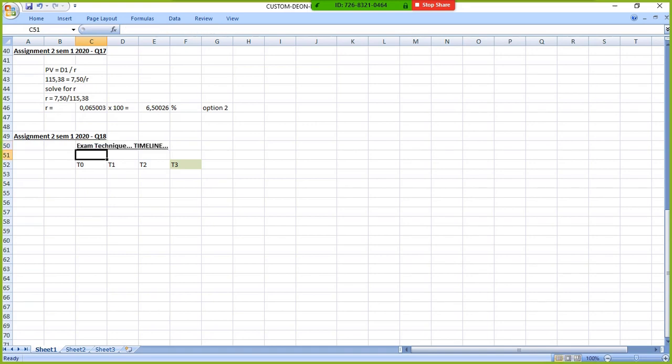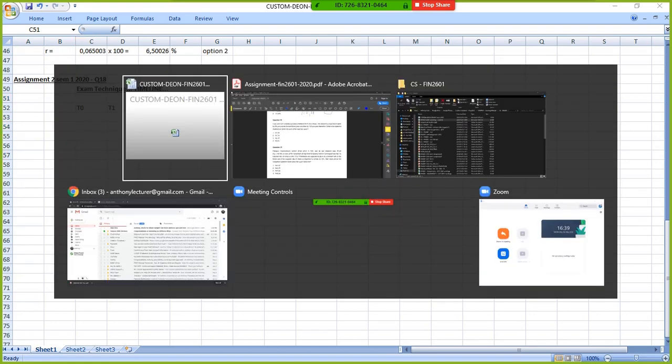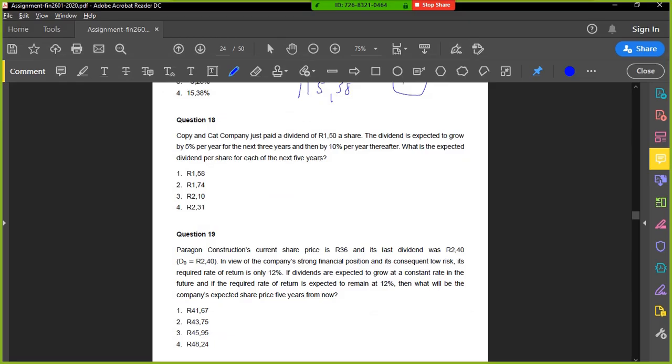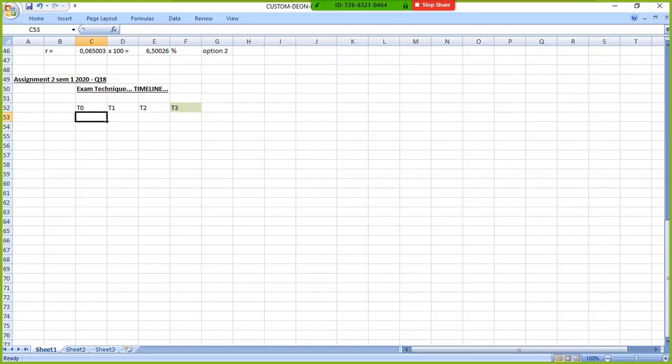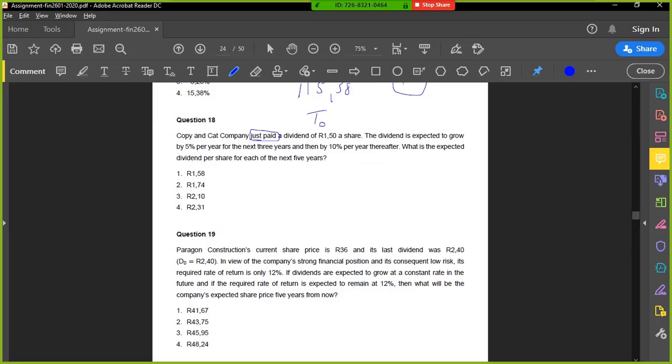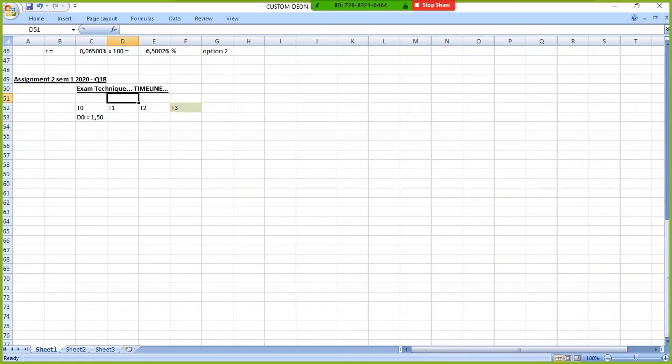Okay, so let's put what you have on the timeline. You tell me what to put. What am I going to put where? So T0, so just paid the dividend. Correct me, that is T0, 1.5. Am I correct? Yes, 100%. And on that 150, you have to put a 5%. Yes, so growth is 5% per year for the next 3 years. Good. So you have to do that 3 times.